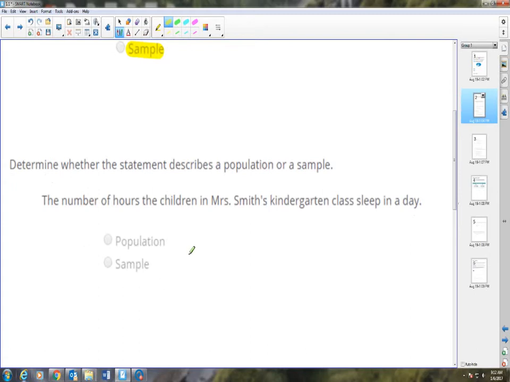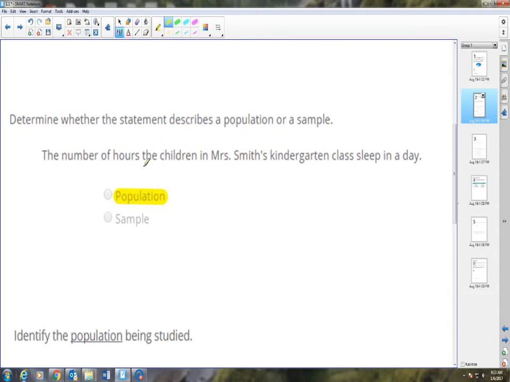Let's try another one. The number of hours the children in Mrs. Smith's kindergarten class sleep in the day. The number of hours the children sleep. So they might say 3 hours. The 3 hours is the time that the children sleep in Mrs. Smith's kindergarten. So the entire statement is describing all the children in Mrs. Smith's kindergarten class. So that will be a population.